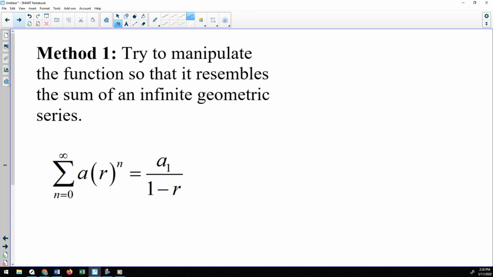see if you can manipulate it in some way so that it resembles the formula for the sum of an infinite geometric series, which that formula would be the first term over 1 minus the ratio. And I do need to throw in here that this is only true if the absolute value of your ratio is less than 1. So there is that one little caveat that this is only true for a ratio that is between -1 and 1. And so let's look at a few examples of how we're going to do this.